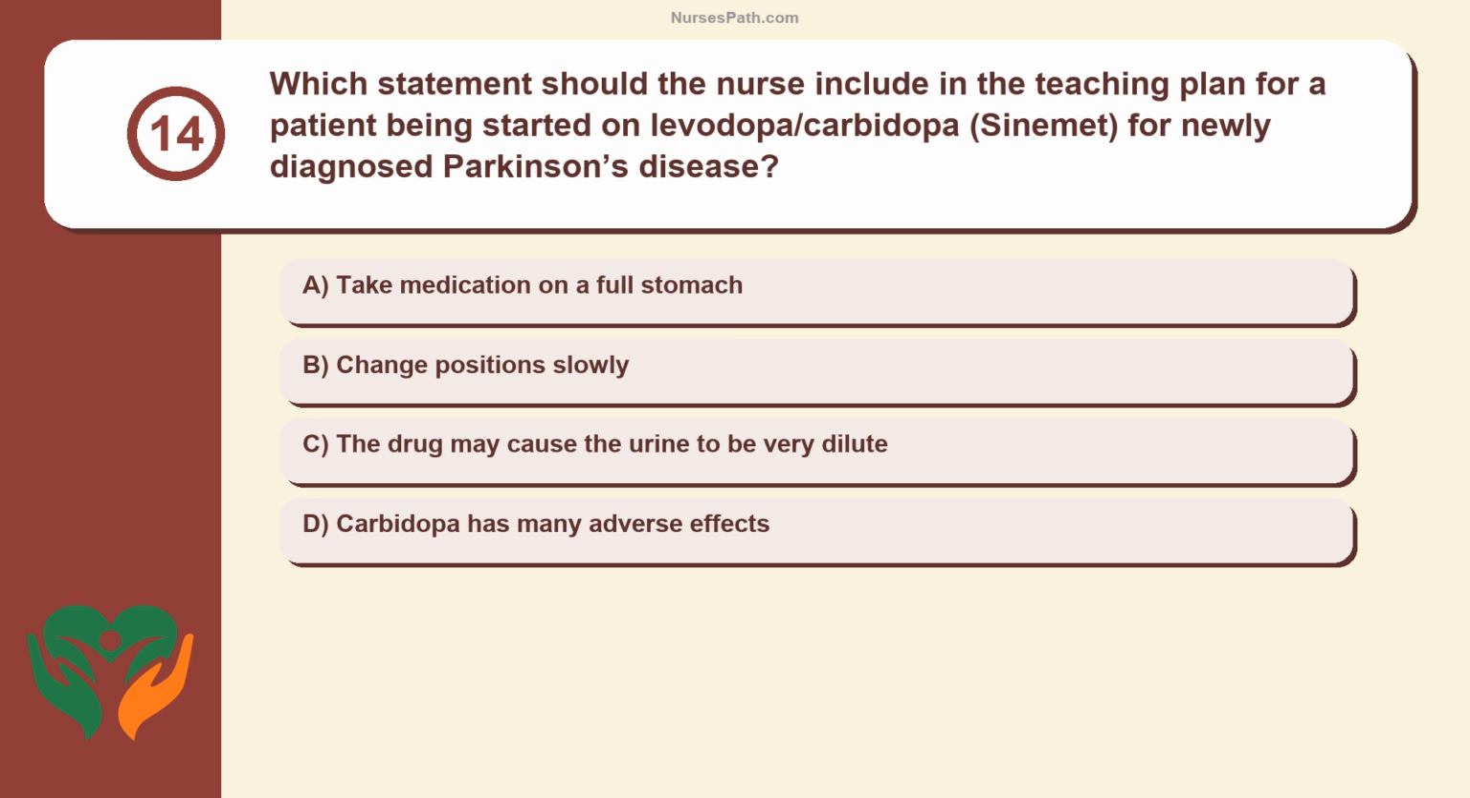Question 14. Which statement should the nurse include in the teaching plan for a patient being started on levodopa/carbidopa (Sinemet) for newly diagnosed Parkinson's disease? Take medication on a full stomach. Change positions slowly. The drug may cause the urine to be very dilute. Carbidopa has many adverse effects.